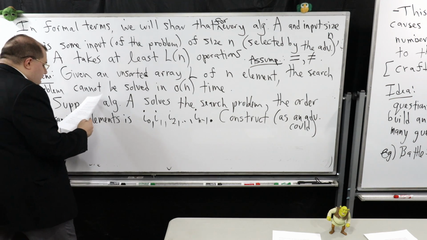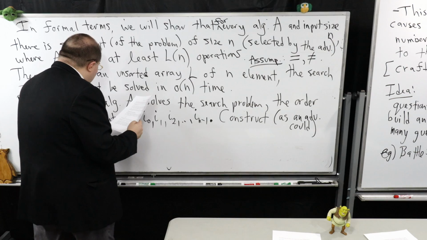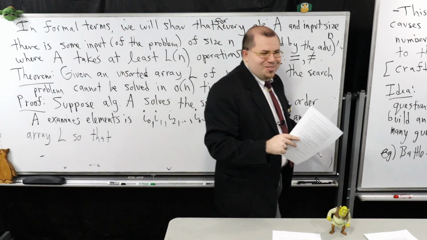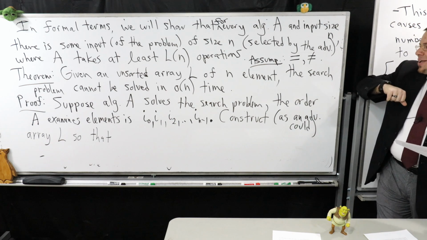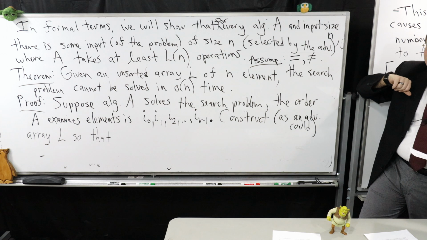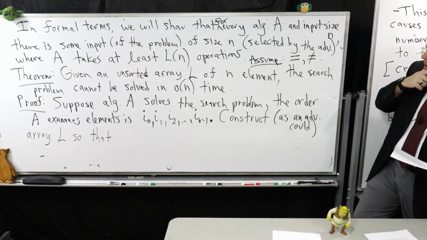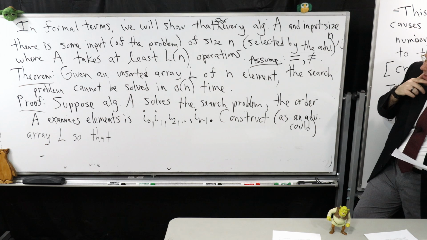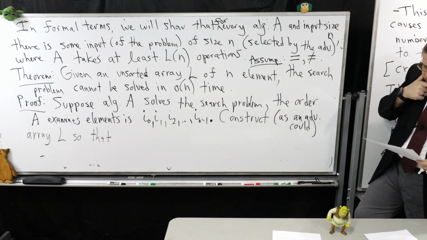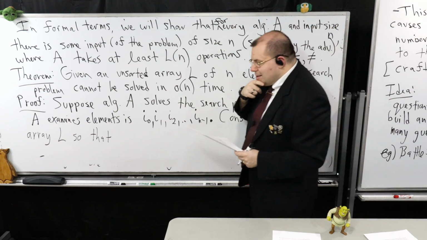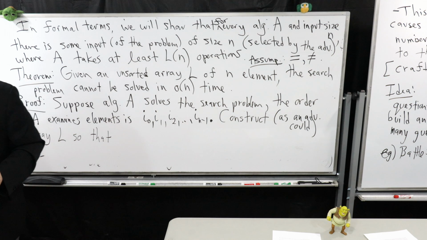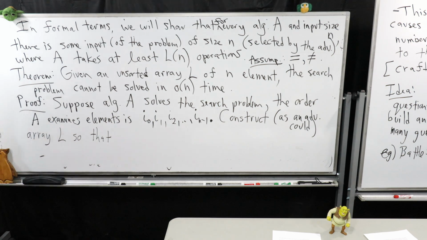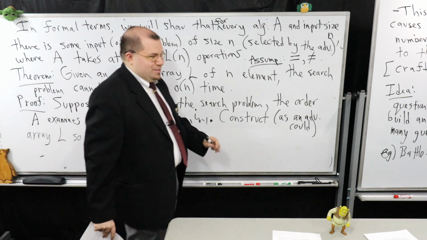As an adversary could construct array L so that, now if I give you all these positions, I don't know what they are. Those are just some numbers. They're positions that I'm examining in the array. Can anybody think of a way that I could put those indices into certain spots so that I get as many comparisons as possible? Think of those as positions I can look at. And remember, this is the order in which they're getting examined.